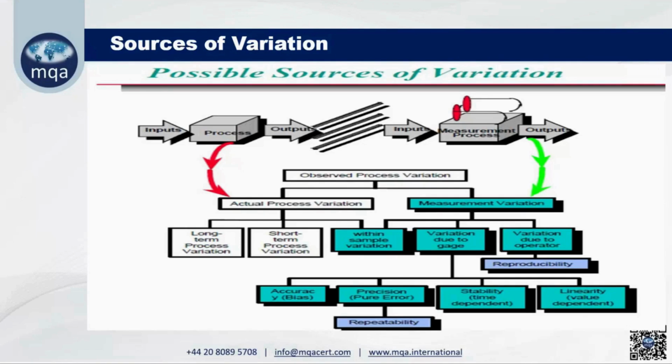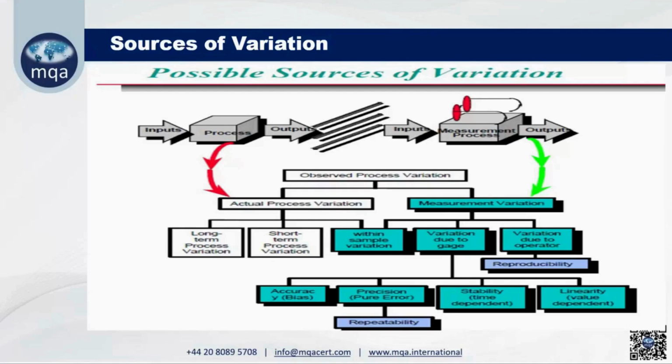Suppose I am machining a part in a machine. I am using a tool, I am using coolant, and I am using speed, feed, and depth of cut. So a lot of process parameters are there. Suppose the tool is getting worn, or there is some material variation in the raw material. So what will it give? It will give actual process variation.